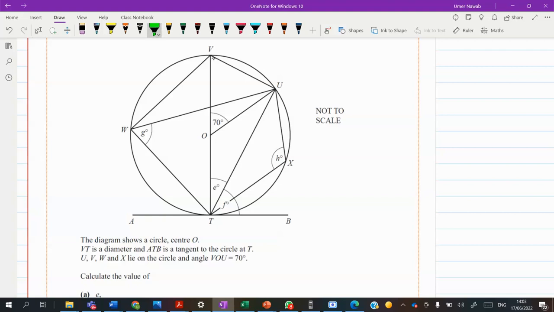Why not? I can use the property that the angle at the center is always double the angle at the circumference produced by the same arc. So this angle is subtended by the arc at the center, and it is also producing the angle at the back. Is there any relationship? Yes, there is. That's 70 divided by 2, which is 35. Your E is 35. Done.